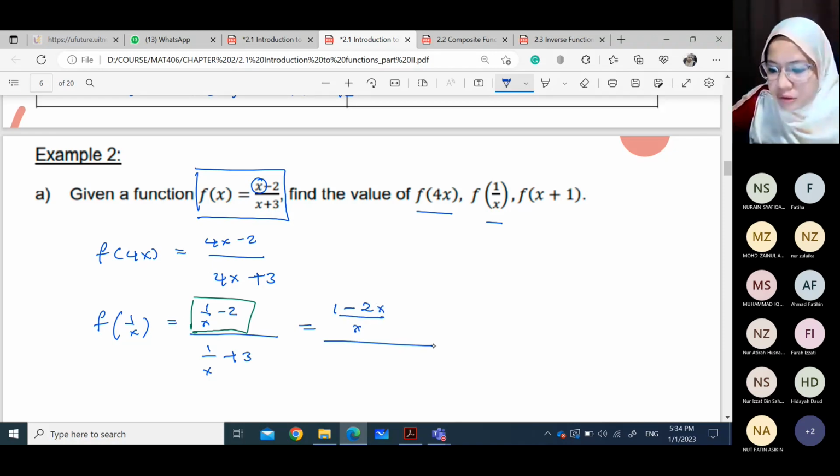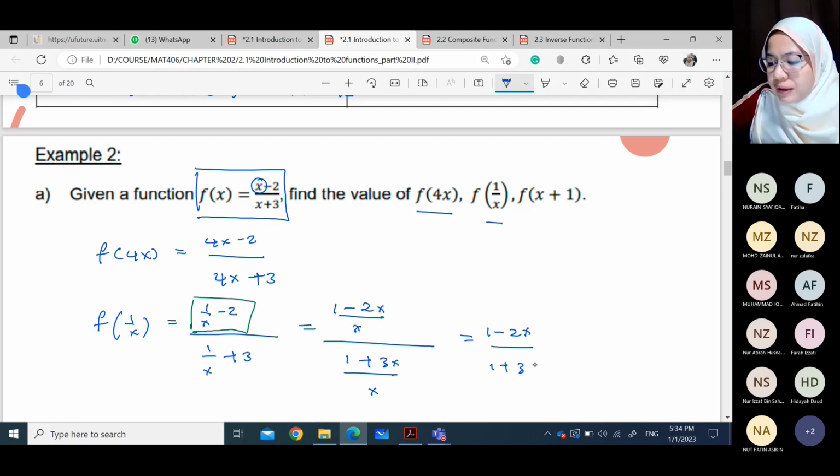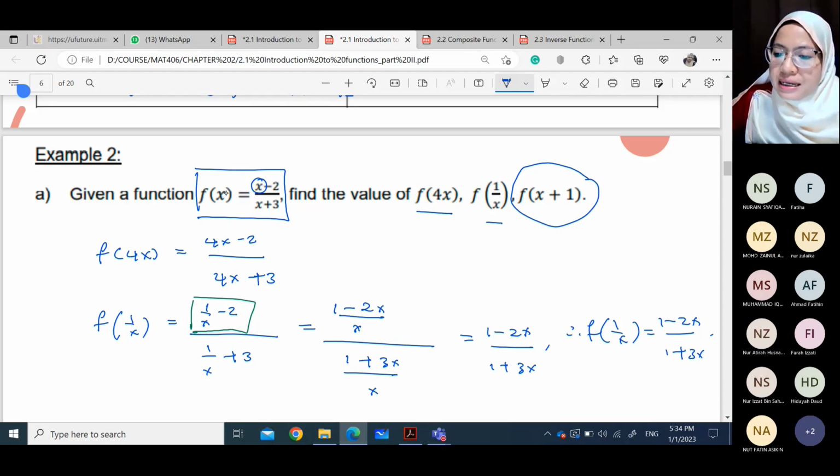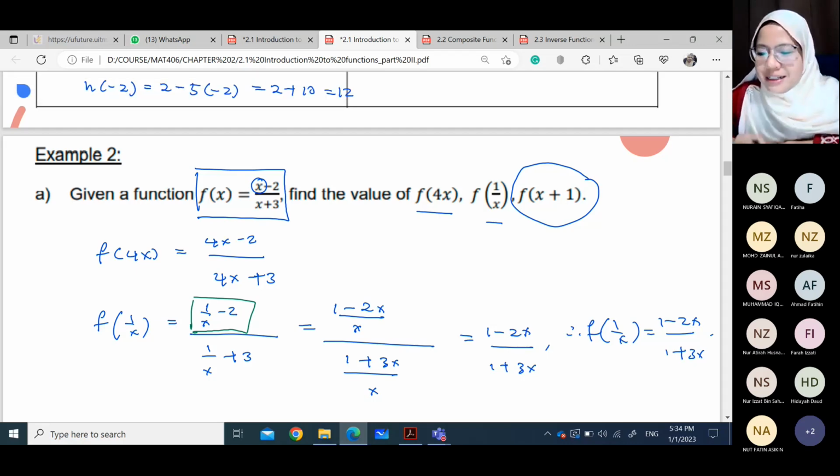Untuk atas ni. So, untuk bawah ni sama jugalah. So, 1 over x plus 3. So, untuk 3 ni didarabkan dengan x. So, here we have 1 plus 3x over x. So, simplify. Then here we have 1 minus 2x over 1 plus 3x. Okay. So, therefore, function for 1 over x, it is equivalent with 1 minus 2x over 1 plus 3x. Okay. Sama juga lah dengan f of x plus 1. You just substitute this x into x plus 1 and then simplify. Macam tu je. Okay, ada soalan?